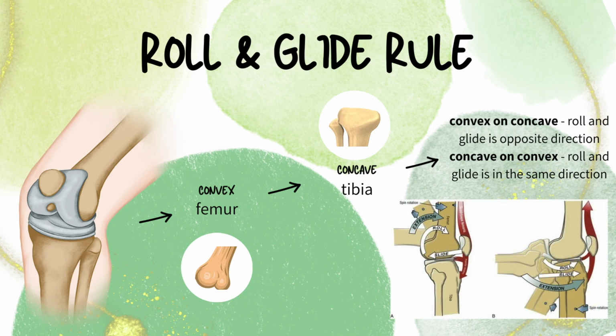So for example, in this picture here on the left, that is going to be closed kinetic chain extension. So you have the femur moving on the tibia, so the convex femur will roll anterior and glide posterior. For the picture on the right, that is open kinetic chain, so that's when the tibia moves on the femur, and so the concave tibia will roll and glide anterior to cause extension.